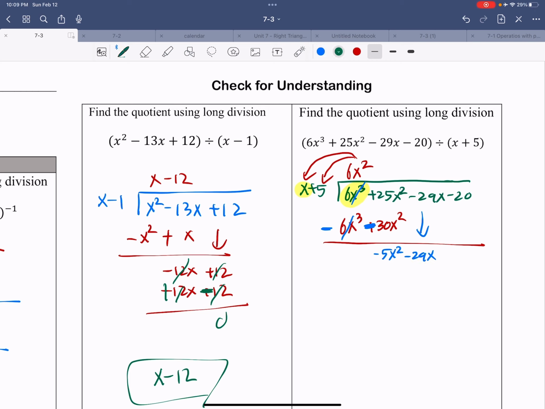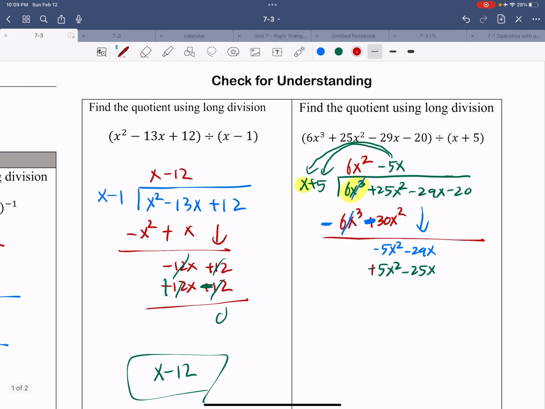And if I multiply by negative 5x, look at this. Negative 5x times x is negative 5x squared. Negative 5x times 5 is negative 25x. And we flip the sign of the bottom. These two disappear. Negative 29 plus 25 is negative 4x. And you bring down negative 20.